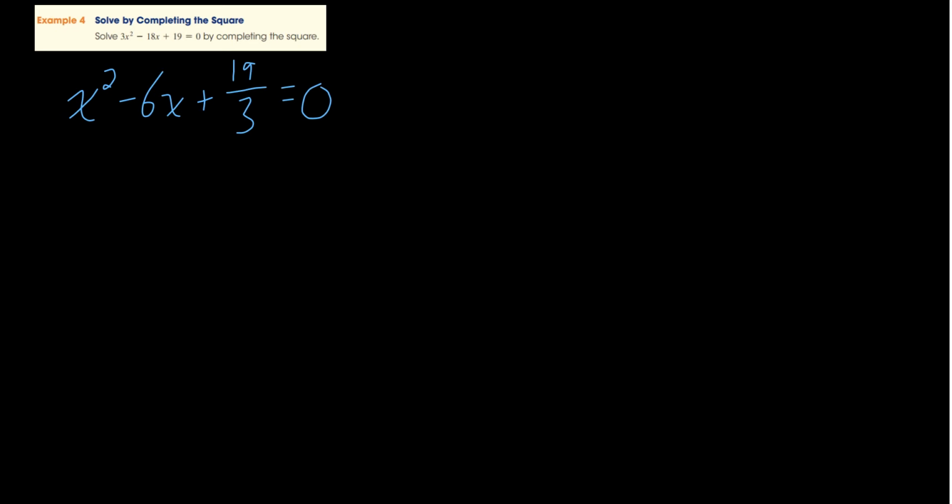And then we're going to move all the constants to the right side, and luckily we only have one constant, so it's going to be x squared minus 6x. And for the sake of space, because this is going to take up space, I'm just going to erase this and put that over there. So negative 19 over 3.